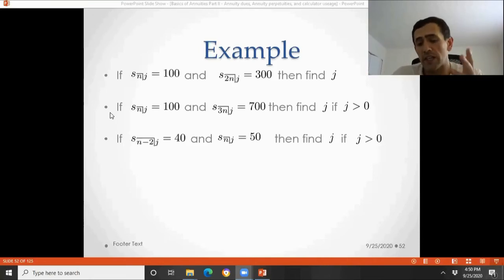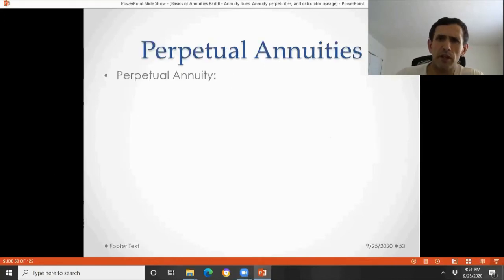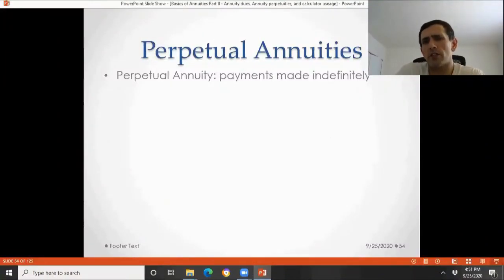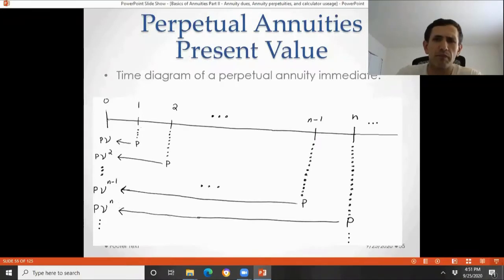I mean, in real life, as I said, it's not really indefinite. It might be 30 times 12, 40 times 12, 50 times 12, whatever. But just to keep the model simple, let's approximate for each person, as an approximate model. Let's say we're just going to make payments to the family indefinitely. So an annuity in perpetuity is just an annuity where payments are made indefinitely.